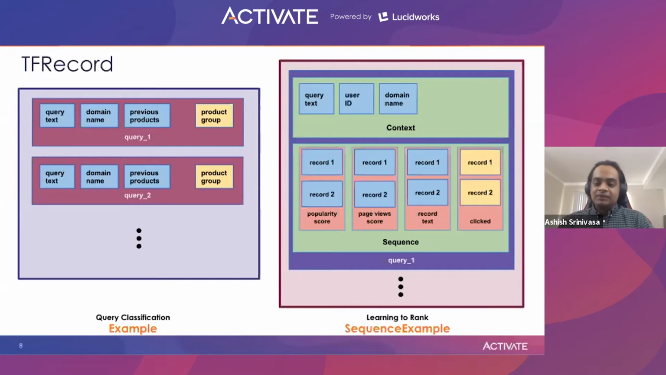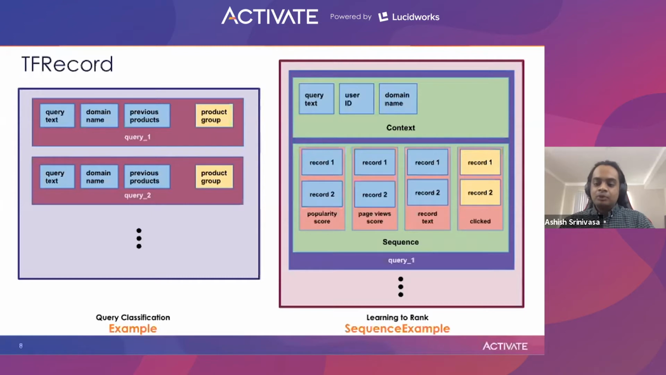Each example TFRecord message contains the features for a single query as key value pairs. So the query text, domain name, previous products for a given query are stored in one single structure along with the product group, which is the classification label. We can build and store a TFRecord dataset as a collection of such example messages.